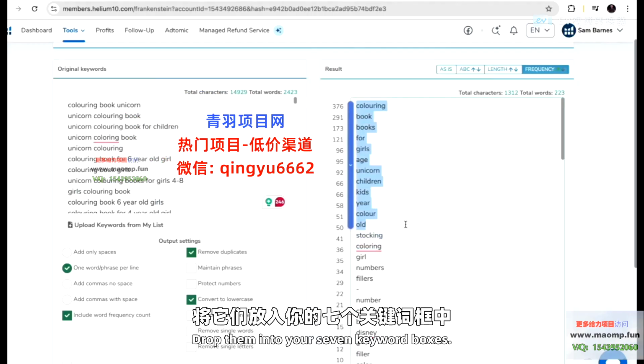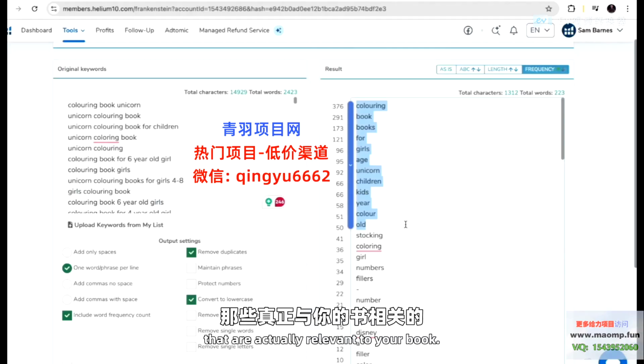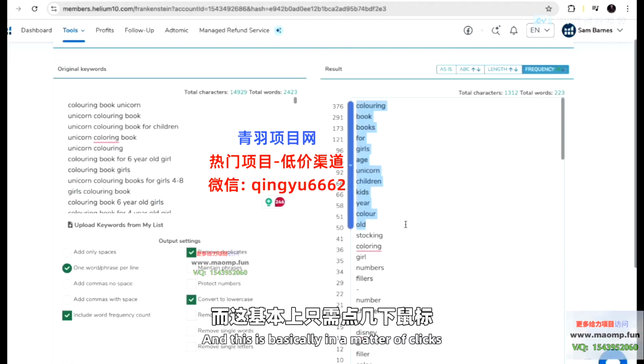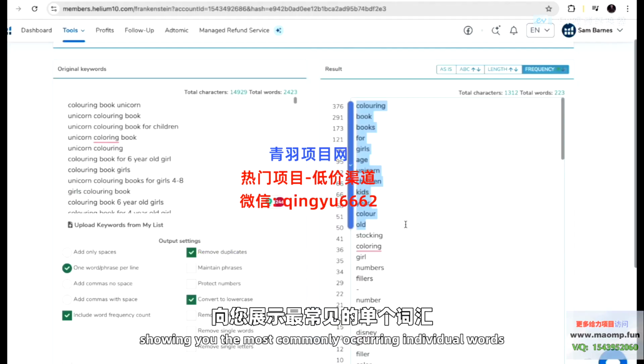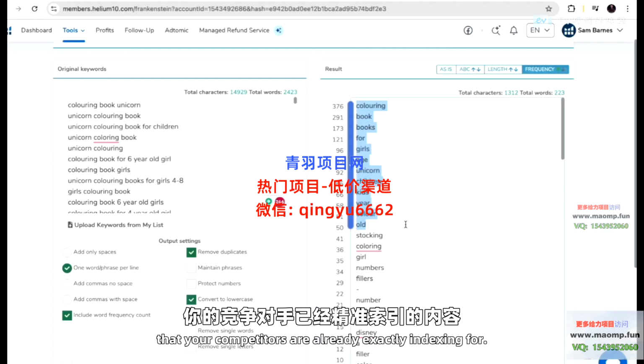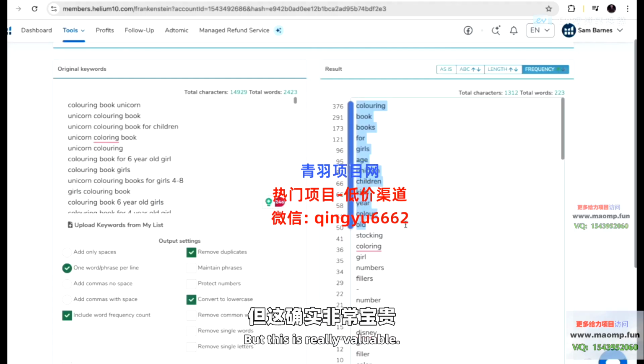Drop them into your 7 keyword boxes and just make sure you're only including ones that are actually relevant to your book. And this is basically, in a matter of clicks and a matter of minutes, showing you the most commonly occurring individual words that your competitors are already indexing for. This is really valuable.